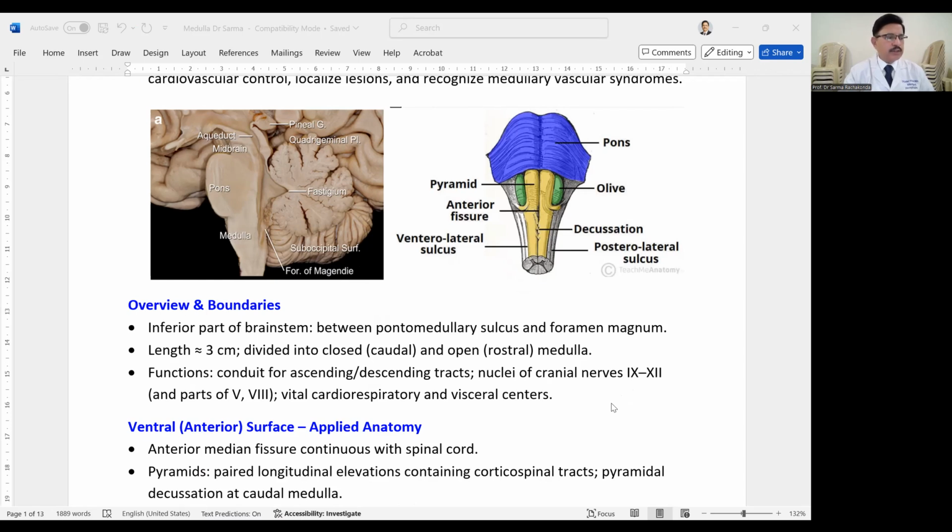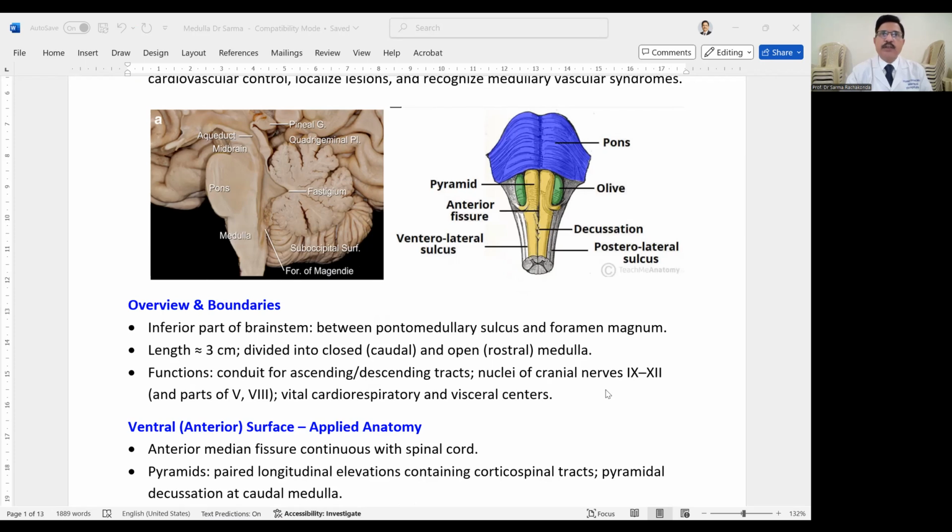So what are the functions? It is a conduit of the ascending and descending tracts. Ascending tracts from below are all the sensory tracts and spinocerebellar tracts, and the descending tracts are the motor tracts. It houses several cranial nerves, 9, 10, 11, 12, and also has part of the fifth nerve and part of the seventh nerve. It also has vital cardiorespiratory centers and visceral centers.